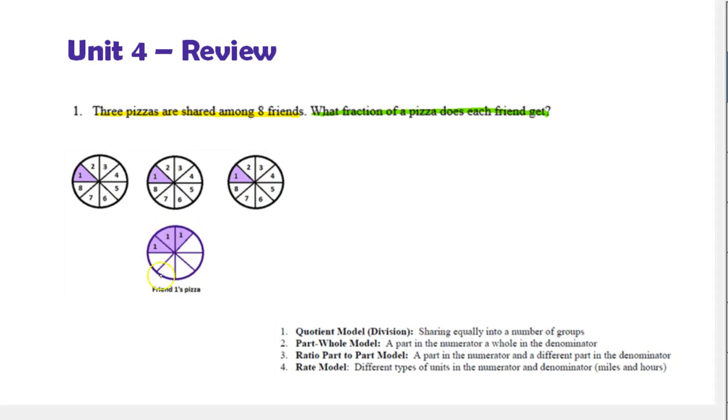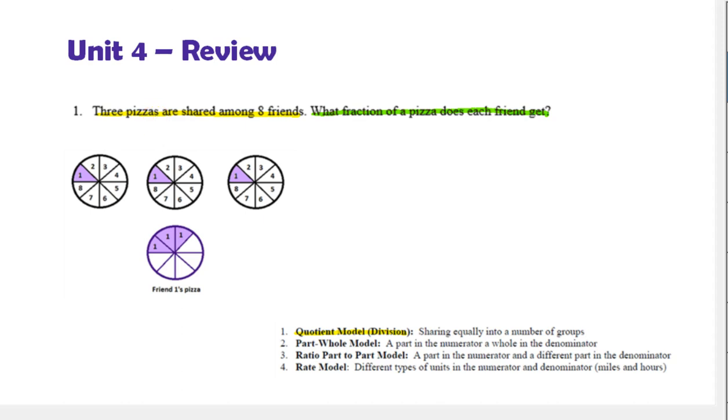And then I put all of friend 1's pieces together, and relative to the unit of 1 pizza, because it says what fraction of a pizza does each friend get, there are 3 out of a total of 8 slices. Okay, so how do we see this from the context of the problem? Well, notice that this is a quotient model or a division model where we're sharing equally into a number of groups. The 8 friends are sharing the 3 pizzas.